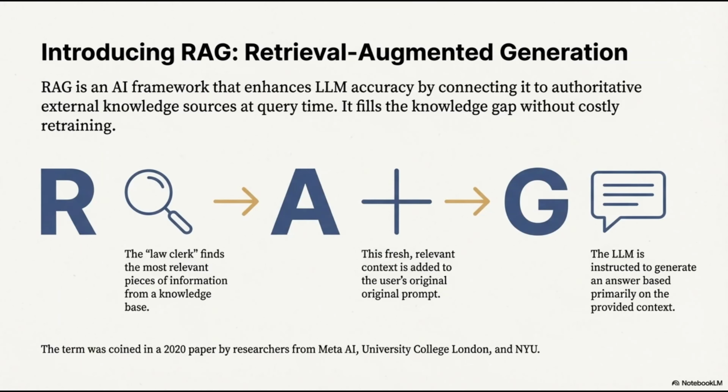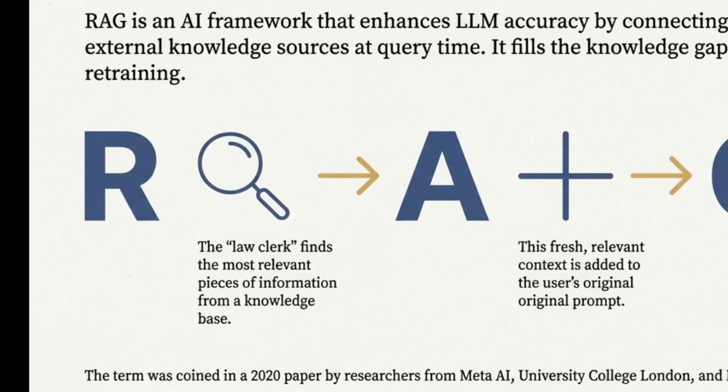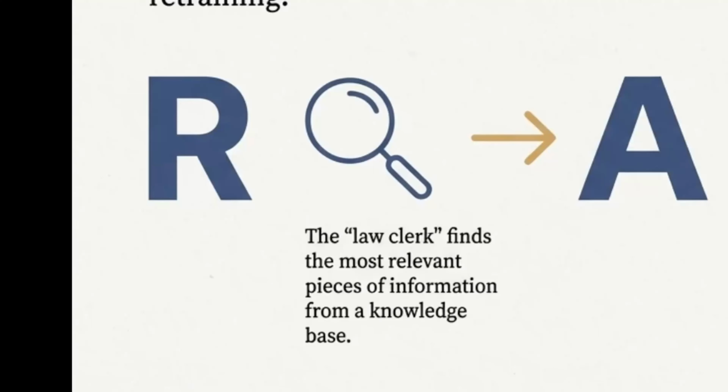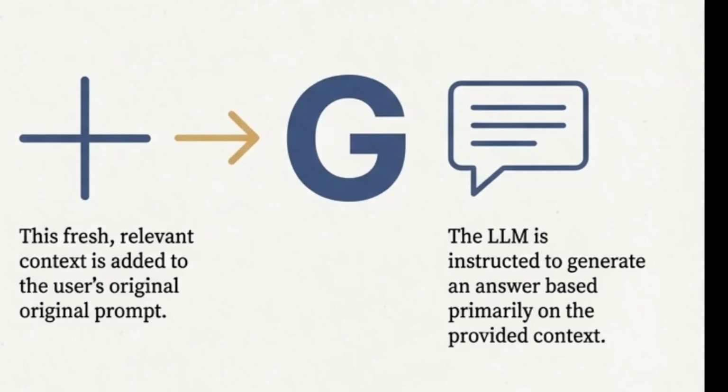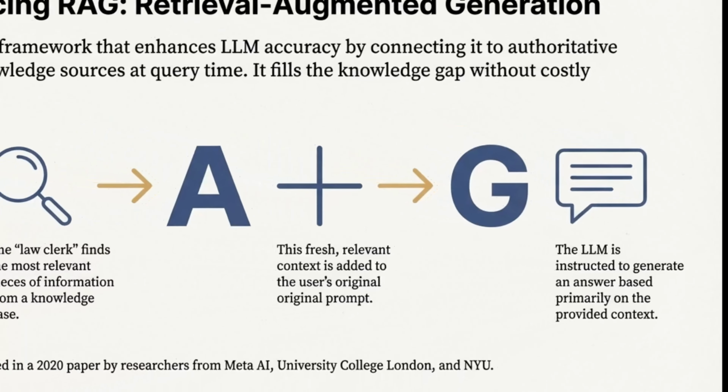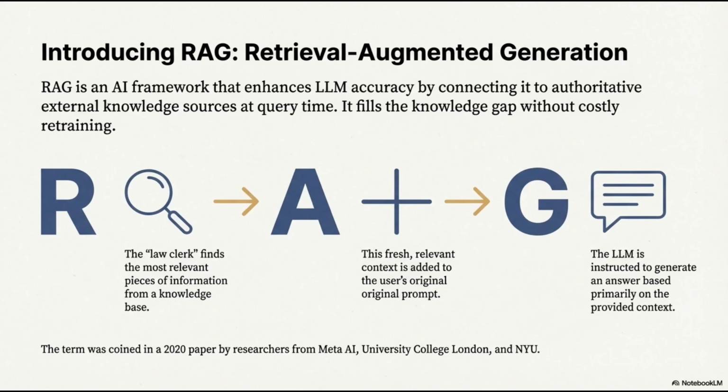So let's define it. RAG stands for Retrieval Augmented Generation. It's a framework that connects your AI to trusted external data at the exact moment you ask a question. It works by acting like a law clerk. It finds the relevant info, adds it to your prompt, and tells the AI, hey, answer the user, but only use the information I just gave you. This fills the knowledge gap without us having to spend millions retraining the model from scratch.